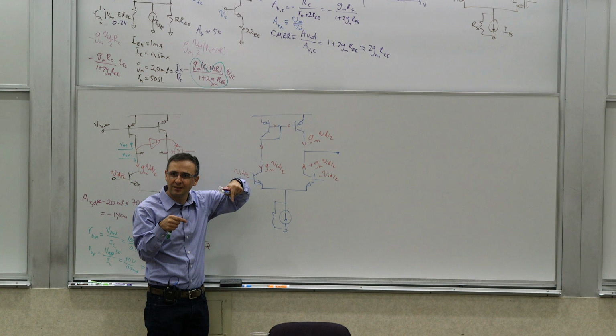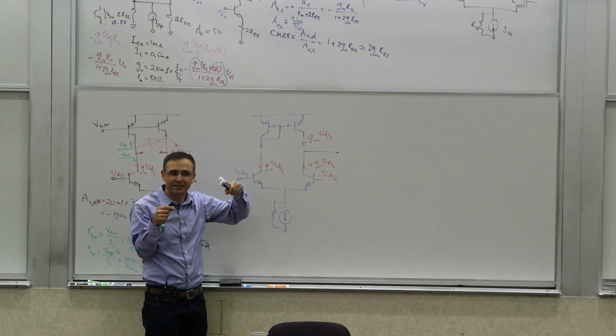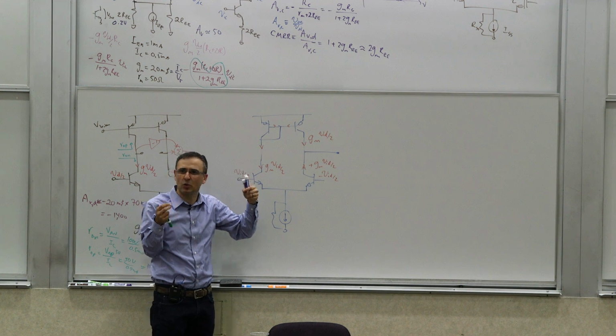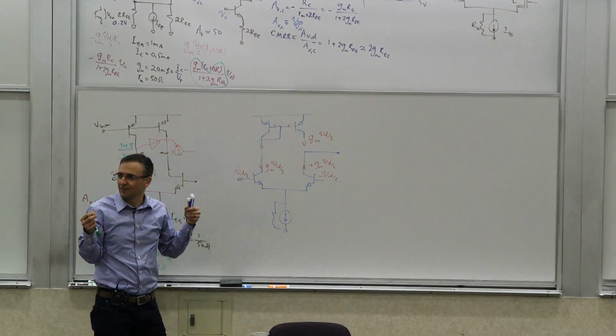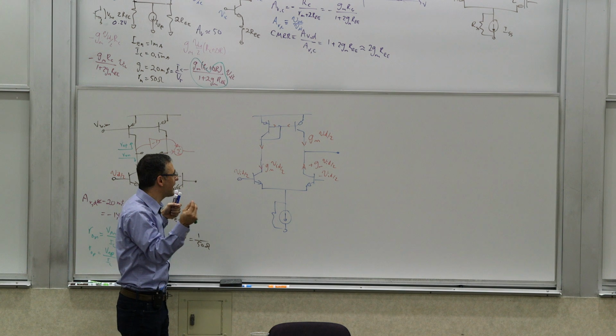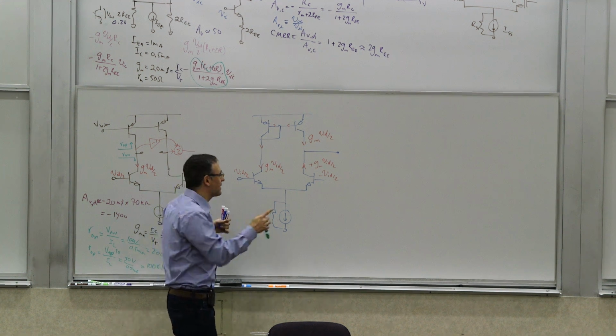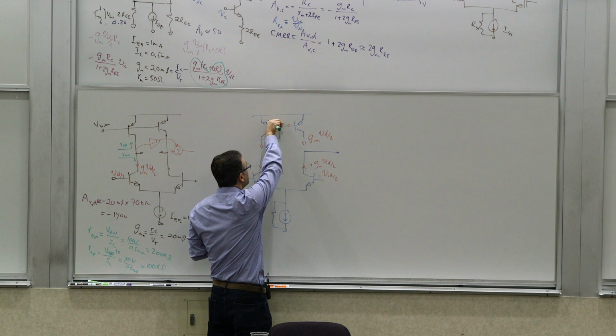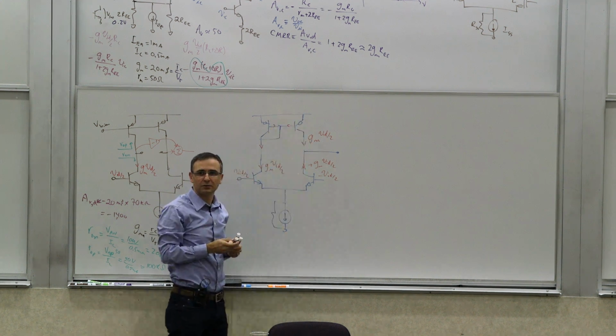Look at the polarities, right? And they are equal in magnitude. They're both half gm vid. So this guy is forcing gm vid over 2 into this node, and this one, through the mirror, is also injecting gm vid over 2 into this node.